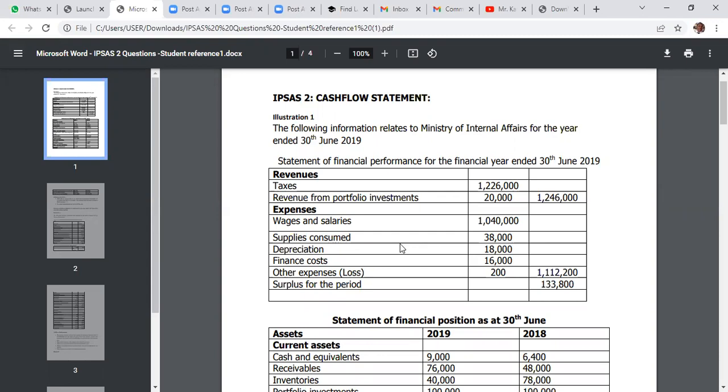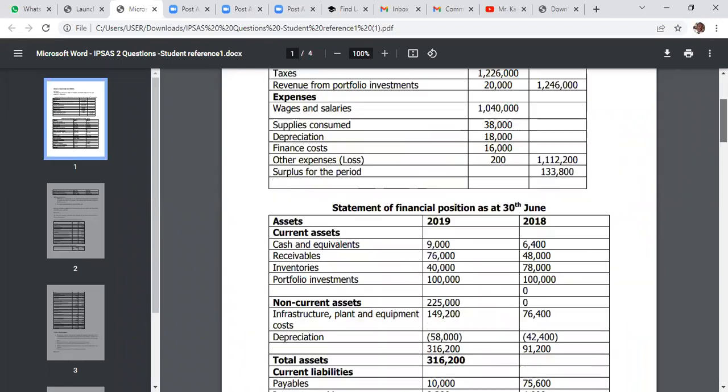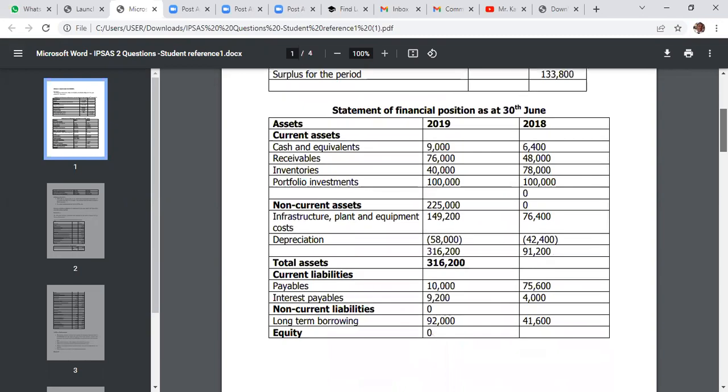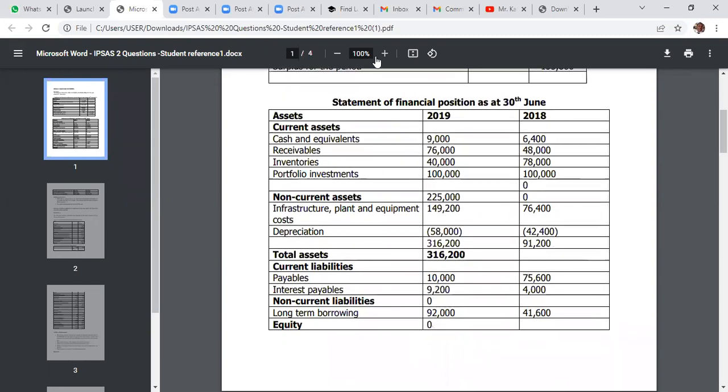Once you read the finance cost, you're supposed to check if it has anything like opening and closing balances. If it doesn't have the kind I was asking, just post it the way it is. You say less finance cost 16,000 under operating activities. But if it has, like it does now, you're supposed to draw the T account. T account of finance costs, or sorry, interest payables, which is the same as finance costs.